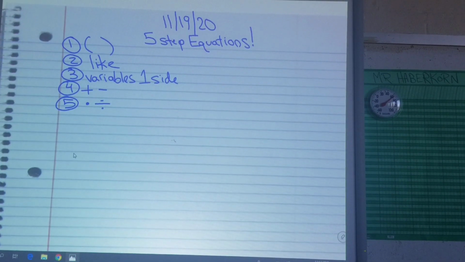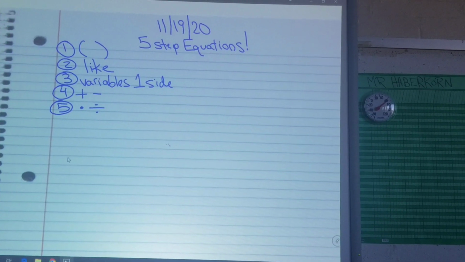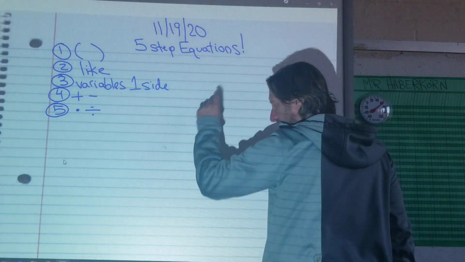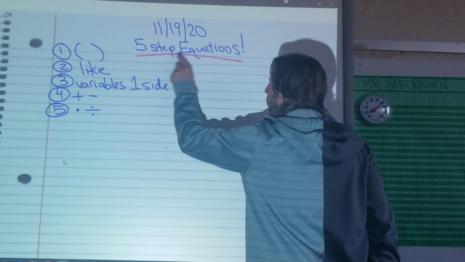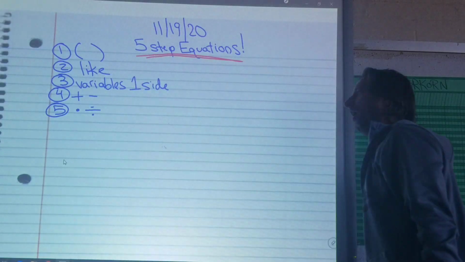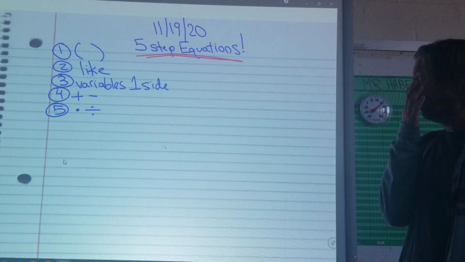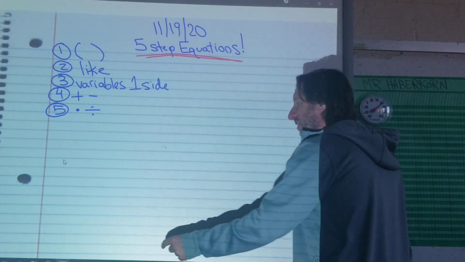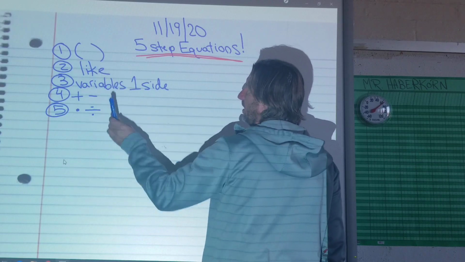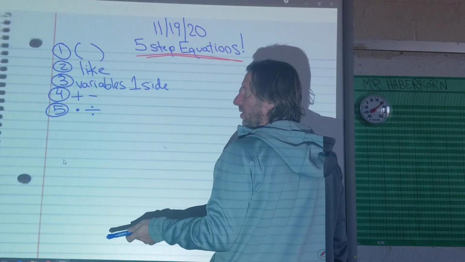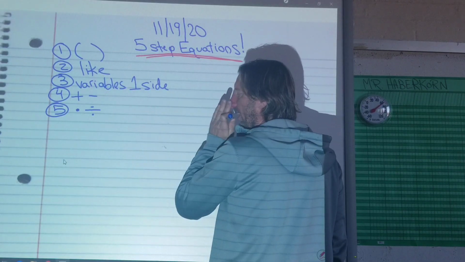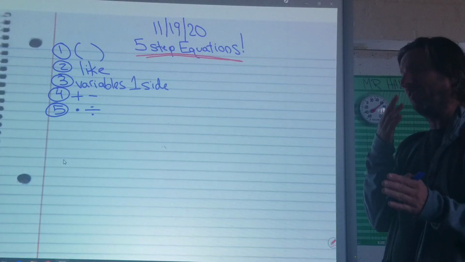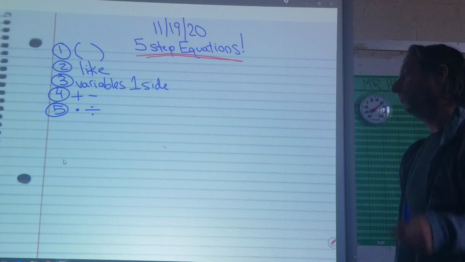How we doing today? All right, so we are pretty much equation champions now. 5-step equations, which is pretty cool that you guys can solve those now. This is all the steps, and I have simplified it so it's not a whole bunch of words now. I made this simplified version: parentheses, like terms, variables on one side, add, subtract, multiply, divide. So that's it. You can solve every equation with that.